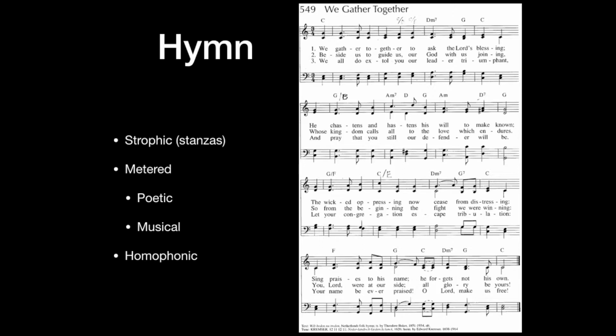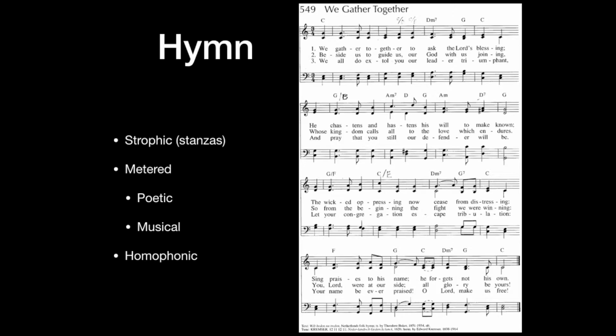So let's take a look at the poetic meter. We gather together to ask the Lord's blessing. He chastens and hastens his will to make known. The wicked oppressing now cease from distressing. Sing praises to his name, he forgets not his own. You can see the rhyming structure there.